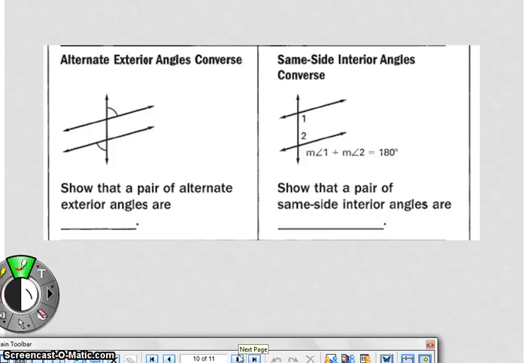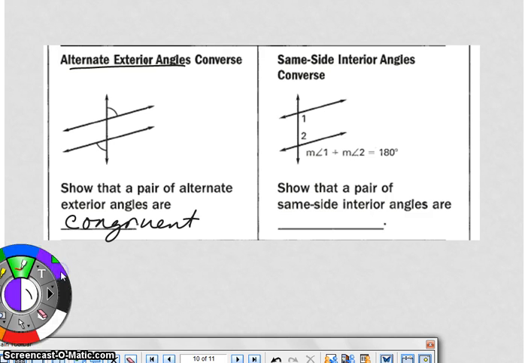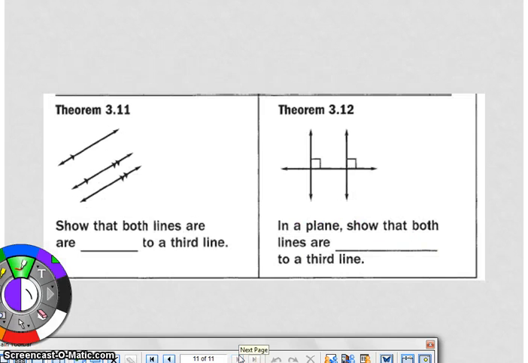Alternate exterior angles converse. The alternate exterior angles would have to be congruent. And then your same side interior angles converse. Your same side interior angles would have to be supplementary. Okay, that one's different than all of the others. That's why I have it in blue. And then there's one more. These are the 2 we did today.